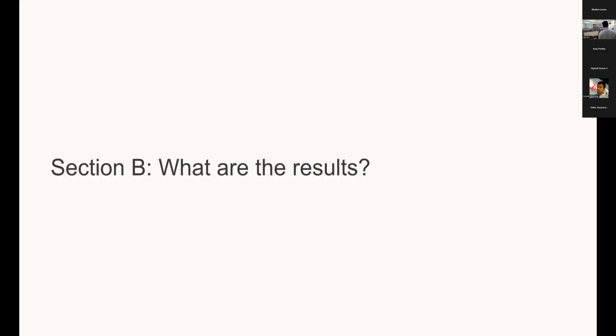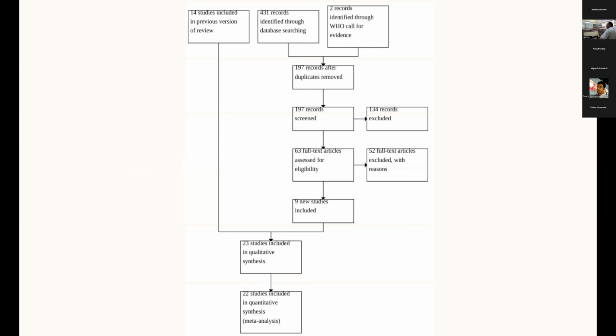Okay, so the first part that we've looked at is the validity of the review. Have they done a robust review to look at all the available evidence, look at each study in that, and robustly decide whether that study should be included or not? So actually they had 14 studies. This is just to recap what they did in their previous review. They had 14 studies in the previous version. They identified some 433 new records, and after screening and removing the duplicates and everything, they finally included 23 studies in the qualitative synthesis of data for all this.